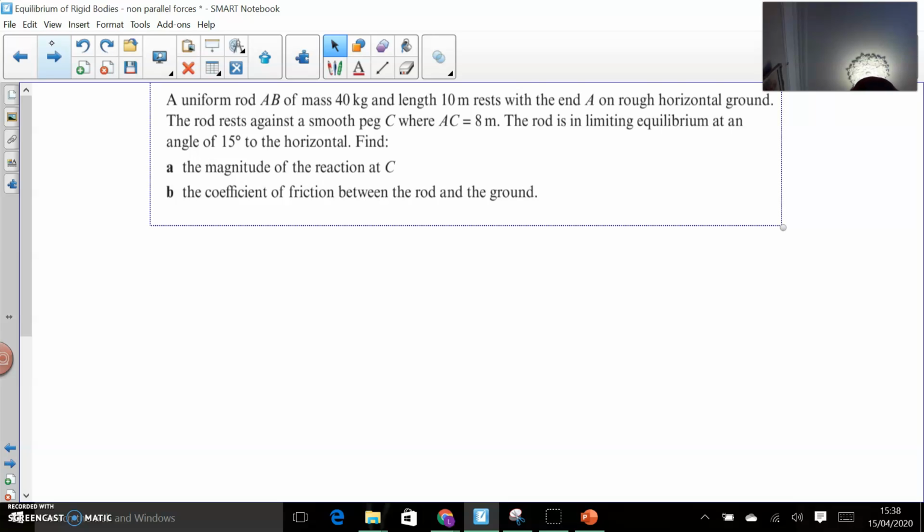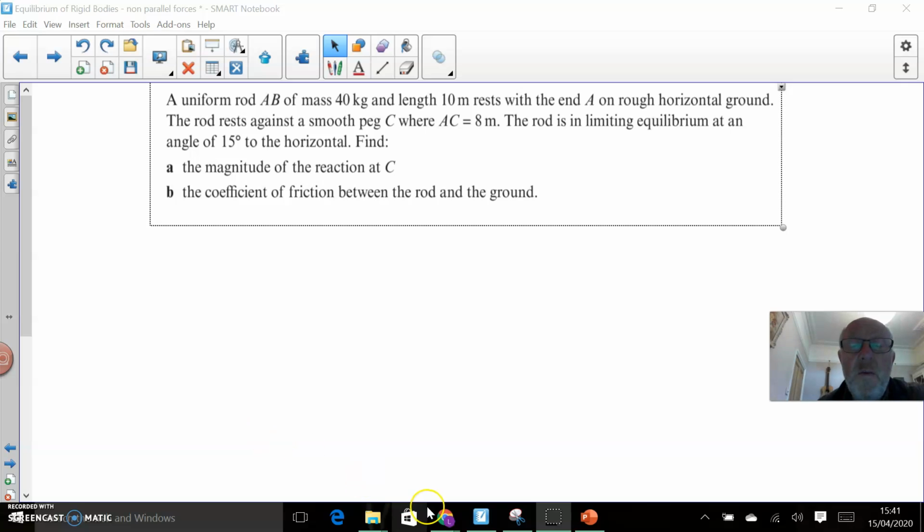We have it here: a uniform rod AB of mass 40 kilograms and length 10 metres rests with the end A on rough horizontal ground. The rod rests against a smooth peg C, where AC equals 8 metres, and the rod is in limiting equilibrium at an angle of 50 degrees to the horizontal. Find the magnitude of the reaction at C and the coefficient of friction between the rod and the ground.